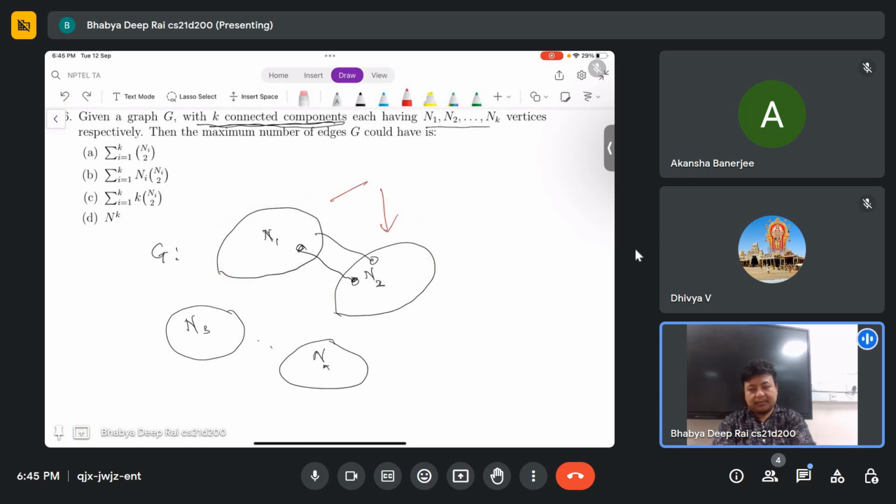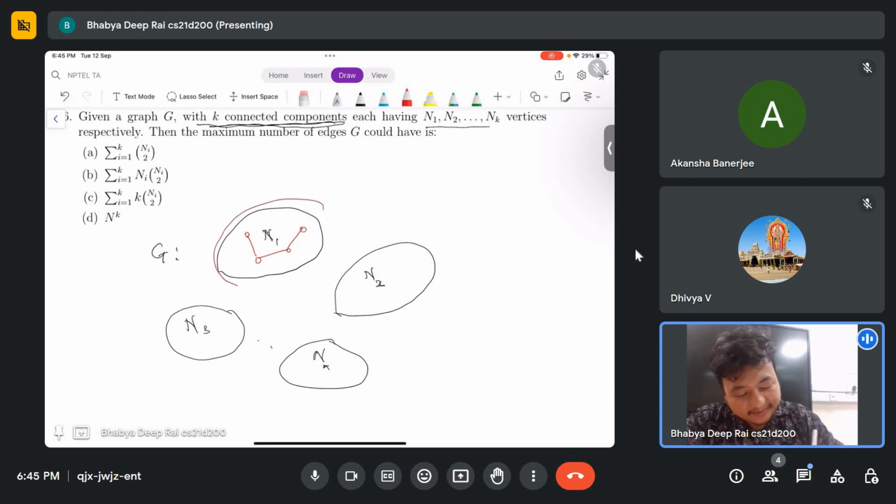So the idea is that you are not to distribute the edges between two connected components, but something like this is allowed. If there are two vertices, I can give an edge between them. So I want to find the maximum size of the graph G. The idea is that I'll find the maximum size of a single connected component, and how I do that is, if there is a pair of vertices, I'll just give an edge between them.